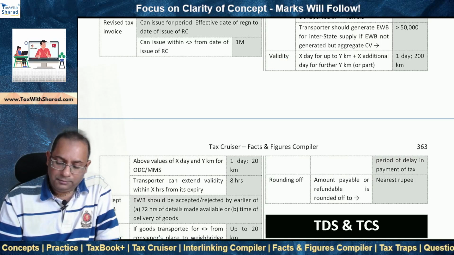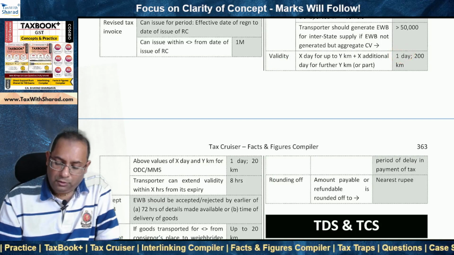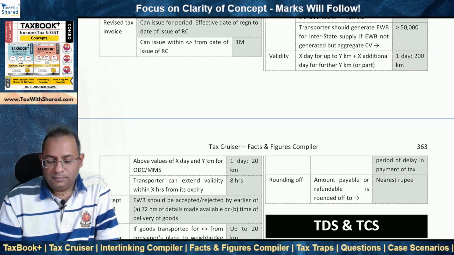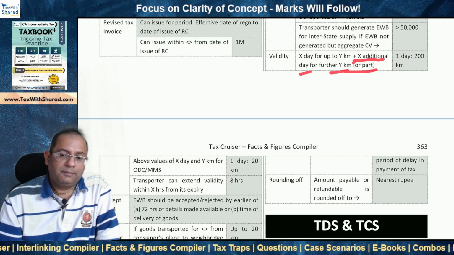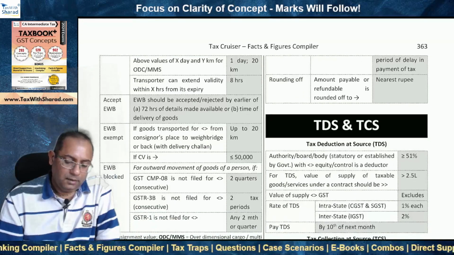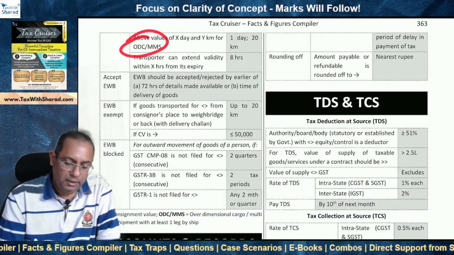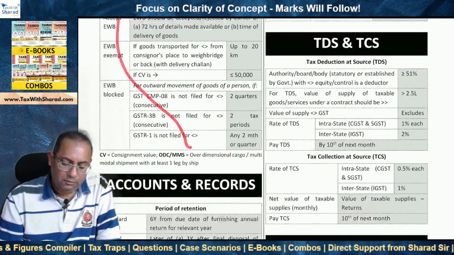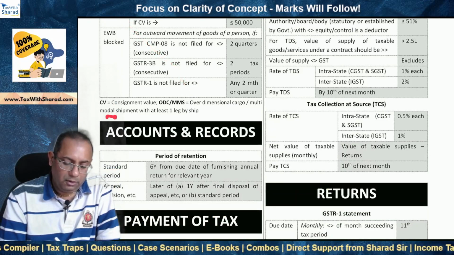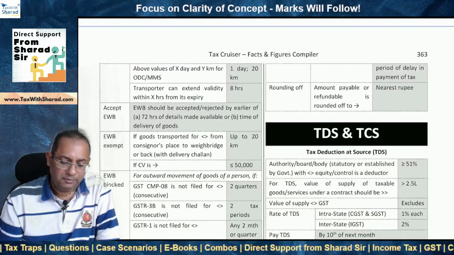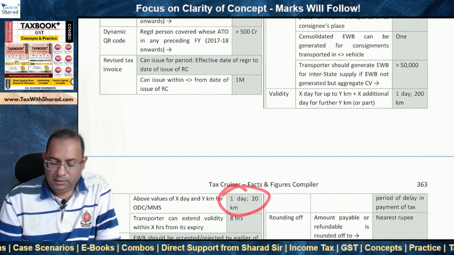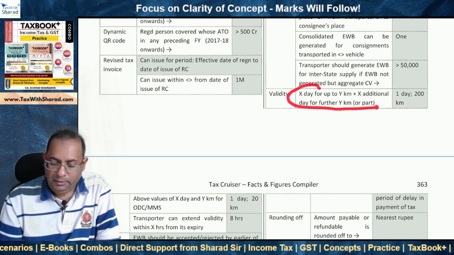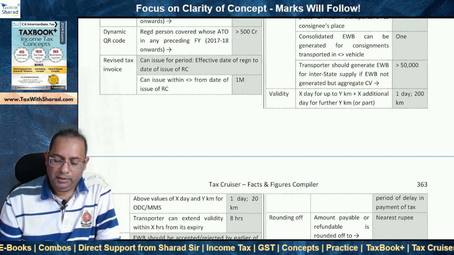Validity of e-way bill. It is 1 day for up to 200 kilometers plus 1 additional day for further 200 kilometers or part. However, in the case of ODC or MMS, that is, over-dimensional cargo or multimodal shipment with at least 1 leg by ship, it is 1 day for 20 kilometers. That means 1 day for up to 20 kilometers plus 1 additional day for further 20 kilometers or part.